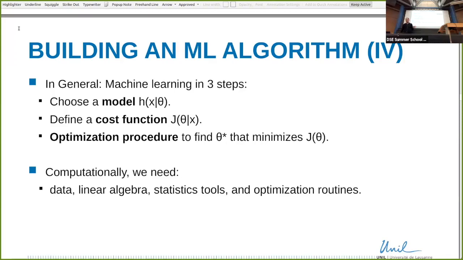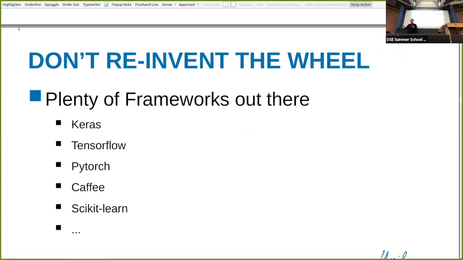Now, computationally, we need essentially a few building blocks. Of course, the data, which can actually be generated with the computer itself. We will need linear algebra packages, as you will see, statistical tools, and optimization routines. These are the ingredients you need to put into your magic cauldron to do machine learning. So this is the basic terminology.